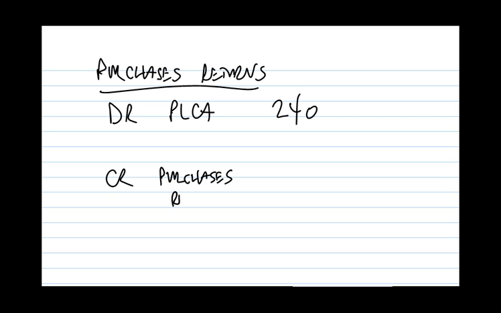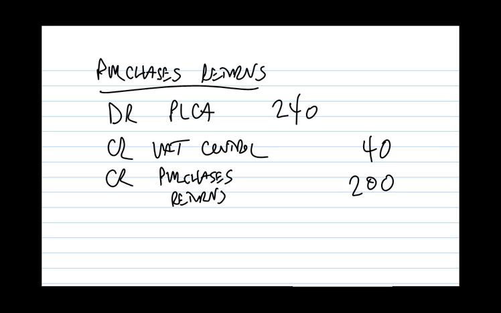We might post this to purchases returns for the net value of 200. So that's effectively cancelling the debit I would have posted as a purchases expense of the net value. Now you can see that that doesn't balance. We need a 40, which you can imagine is the VAT. So posting as a credit to the VAT control account.